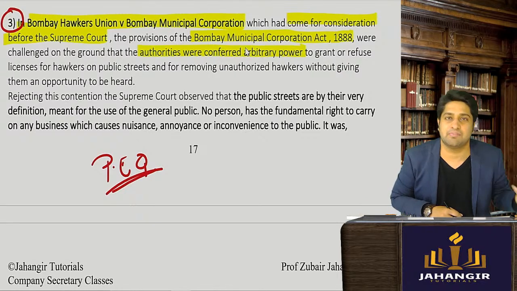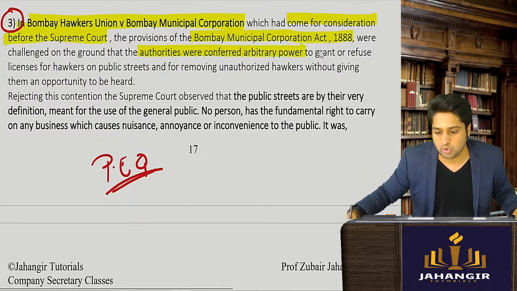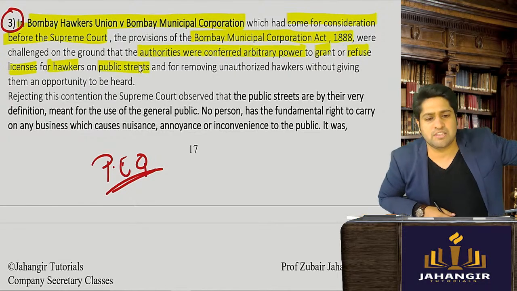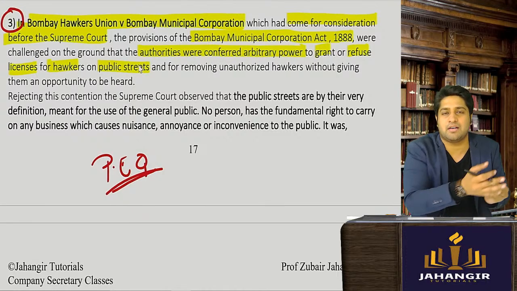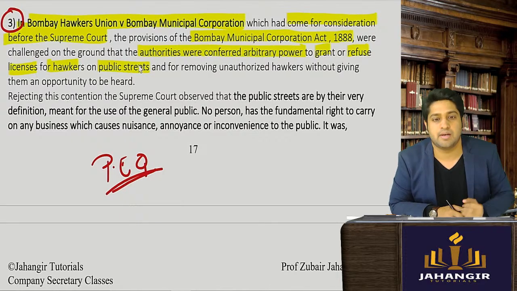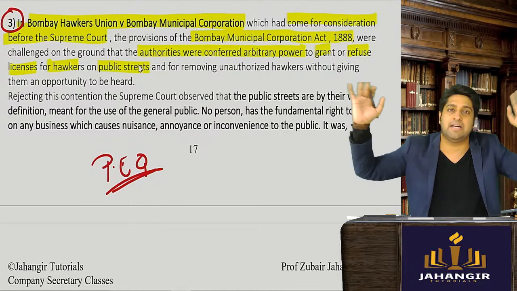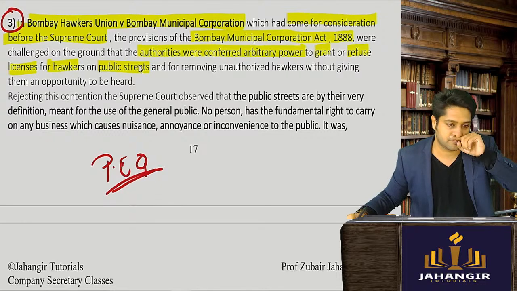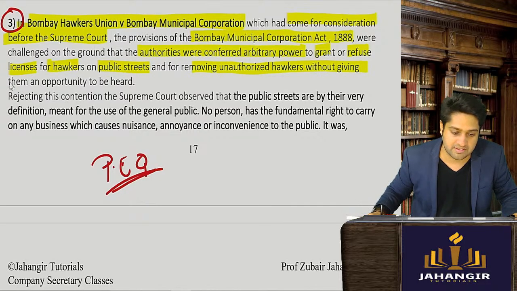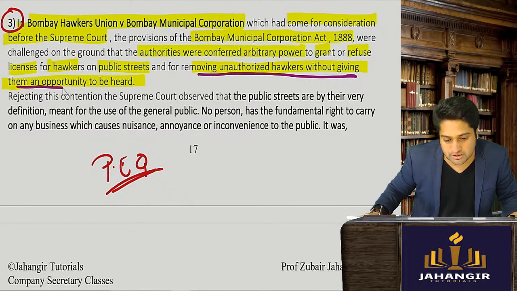Arbitrary means what? Random, vague. Random power has been given to the authorities to grant and refuse licenses to hawkers on public streets. So we see all these hawkers sitting on the road, selling their small goods. They get certain licenses, hawker licenses. Now the authorities were given excessive power to decide who to give and who not to give, completely without logical sense. And they could remove unauthorized hawkers without giving them an opportunity of being heard.